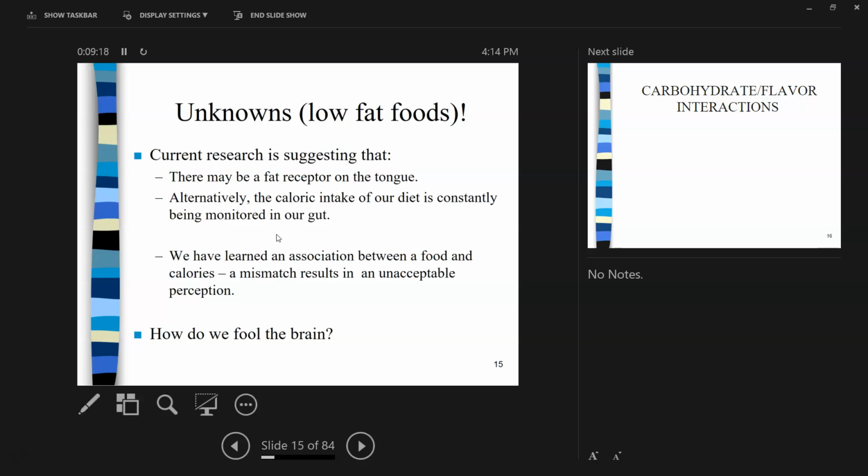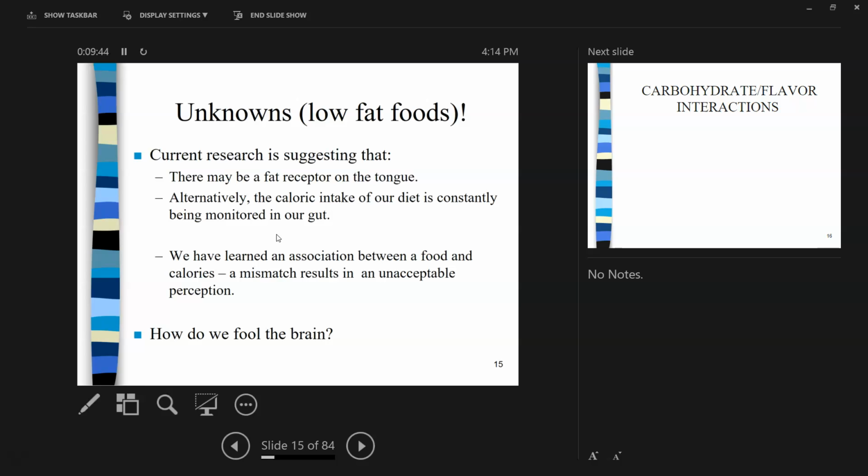It's interesting. We learned to associate between food and calories. And so basically some of the theories is that your body expects a certain number of calories associated with a certain flavor, a certain texture. And if that isn't right, I don't care what you do, it isn't going to be judged as right. That's a fascinating one too.